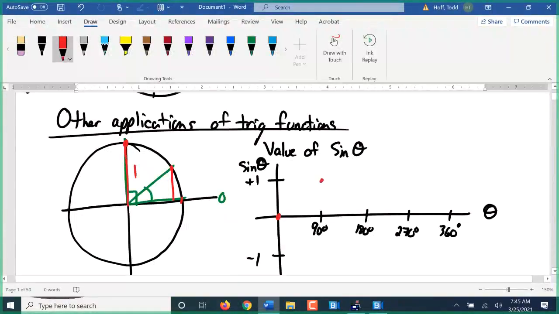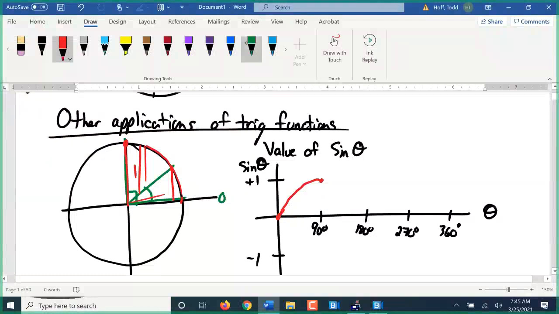At 90, it's 1 unit. So when the angle is small, the sine increases rapidly until it gets up here. Then the length of that sine increases very slowly. So it's not a straight line. It's a curve, something like this. Or like that. There we go.